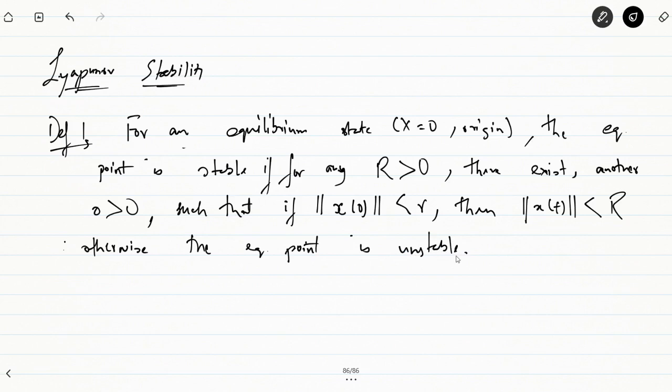So this is the definition of the Lyapunov stability. For any equilibrium state x equal to 0, if we have two real valued numbers, capital R greater than 0 as well as small r greater than 0, then if the norm of the states of the system at the initial condition is less than small r, then the norm of the states of the system for any value of time t should be less than capital R for the system to be stable. If it is not so, then the system is unstable.